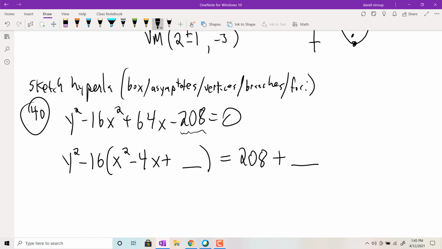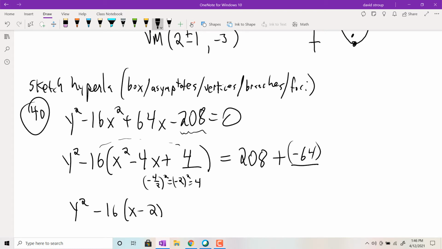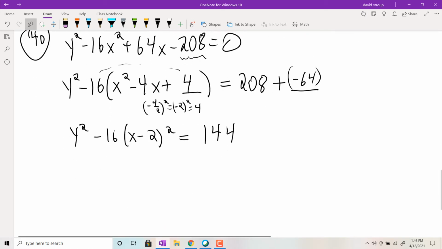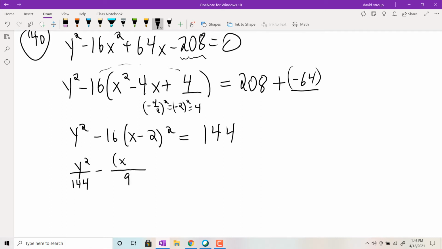So what do I add in? We got -4 over 2, and then square that. So I have -2 squared, which is 4. And then on the other side, you're not adding in just 4, it's the -16 times the 4. So you'll have a -64 over here. Factor stuff, so y squared minus 16 times (x minus 2) squared equals 144 when all is said and done. Then you need 1 on the right-hand side, so you'll divide everything by 144. 16 over 144 is the same as 1 over 9. So I have a 9 in the denominator there.